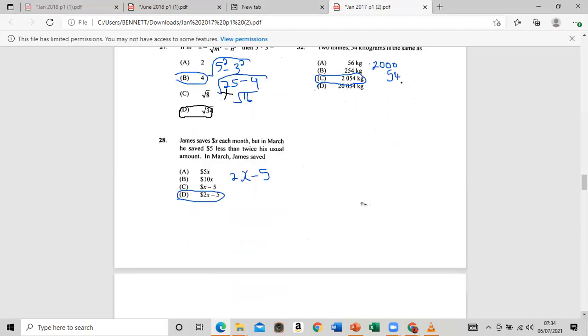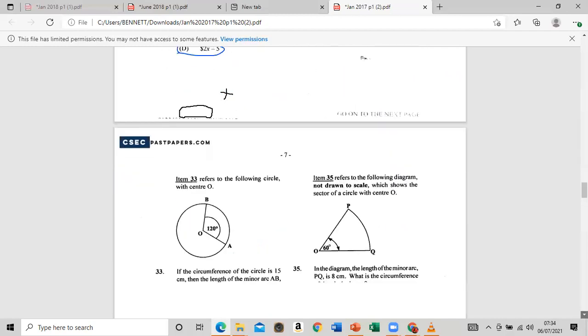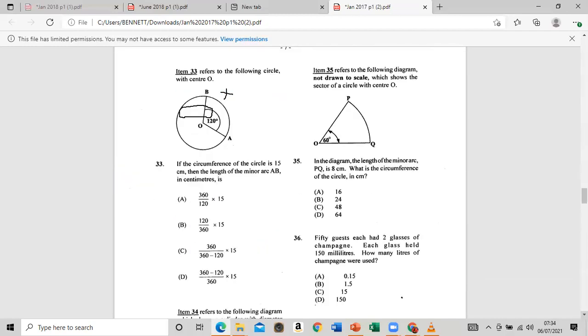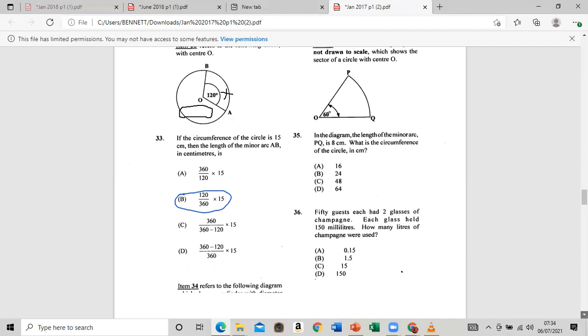Alright, so let's go to third of 3. If the circumference of the circle is 15 centimeters, so circumference, that's 2 pi r. Find the length of the minor arc AB. So again, it would be 120 over 360 times the circumference. So that would be B. See, sometimes they don't ask you to calculate, they just ask you to see if you understand the principle.